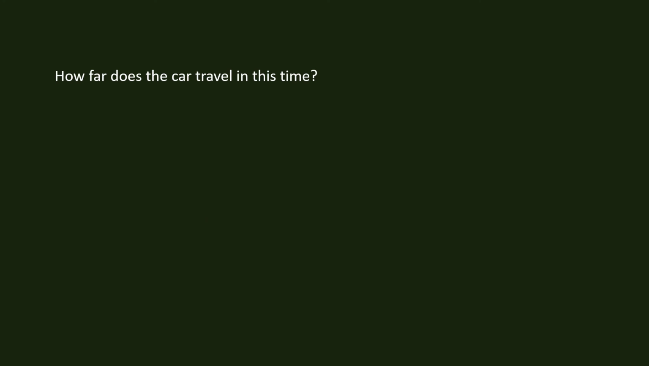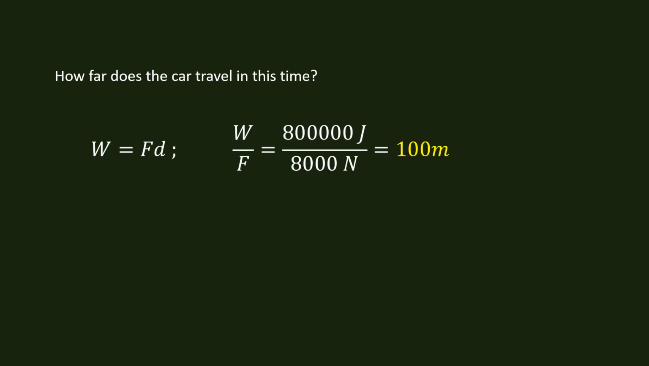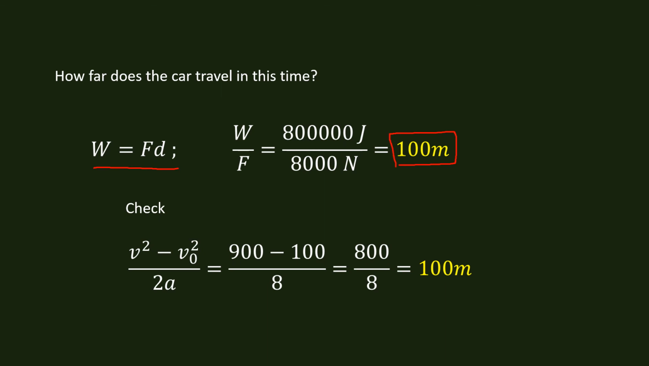How far does the car travel in this time? Okay, well, we can find it by using this equation here because it does have a d in here, and all the energy that is being used is for this distance right here. And so solving for d, we get 100 meters. We can check it by using an acceleration equation, v squared minus v naught squared divided by 2 times the acceleration, and we check it and we get the same answer. So it's just a way to check your work using a different equation.